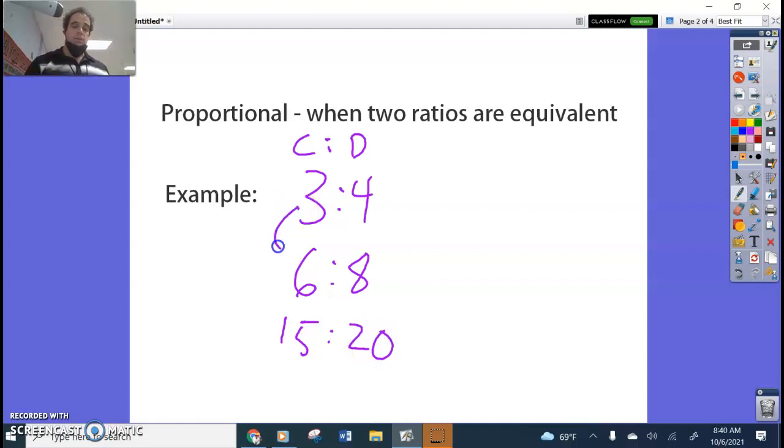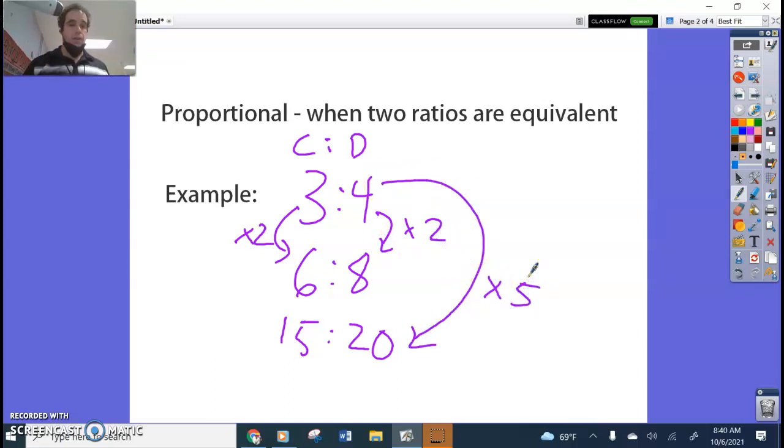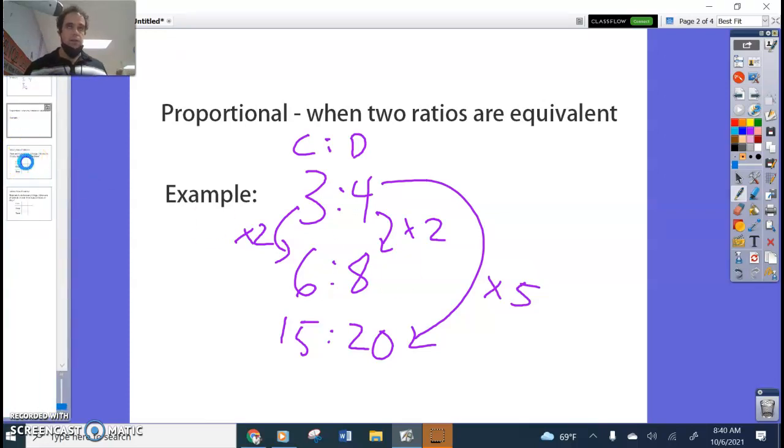How? Well, this was times 2 on the ratio. The multiplier was times 2. To get from here to here was times 5 for both the left and the right side. Now, there may not be an obvious relationship between the 6 to 8 and the 15 to 20, but you can scale a ratio back, kind of like you would simplify a fraction, and get back to its simplest form, and then go back up to other stuff. We'll do that in our unit rates unit.